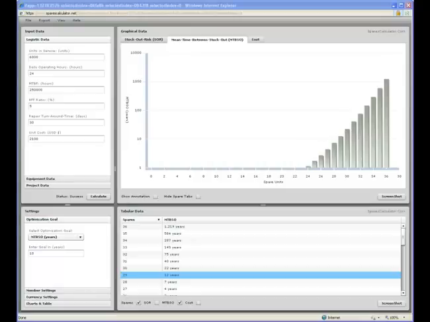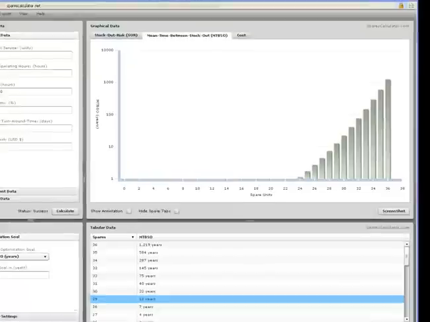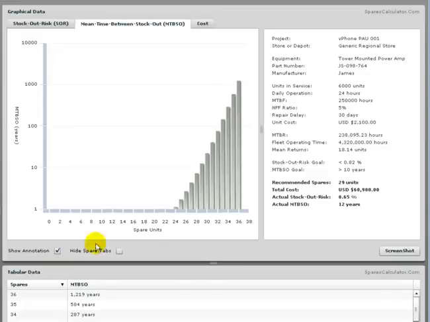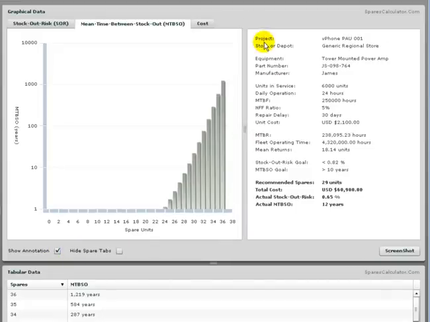Finally, Space Calculator summarises all of this information in a handy annotation panel which is attached to the chart. To expose the annotation panel, you need to select this checkbox. The annotation panel is divided into 6 regions. The first region shows information about the project and store. The second region shows information about the equipment. The third region shows your logistic data. And the fourth region shows some high-level logistic calculations.